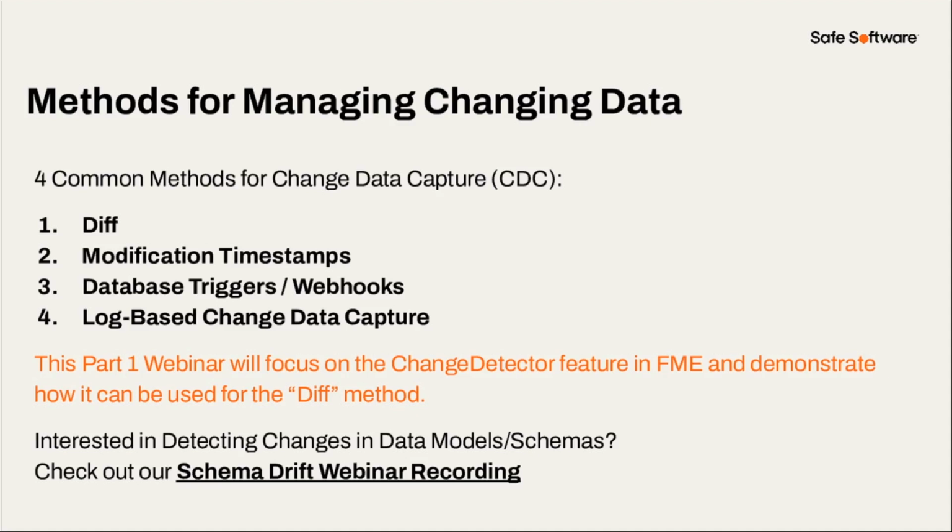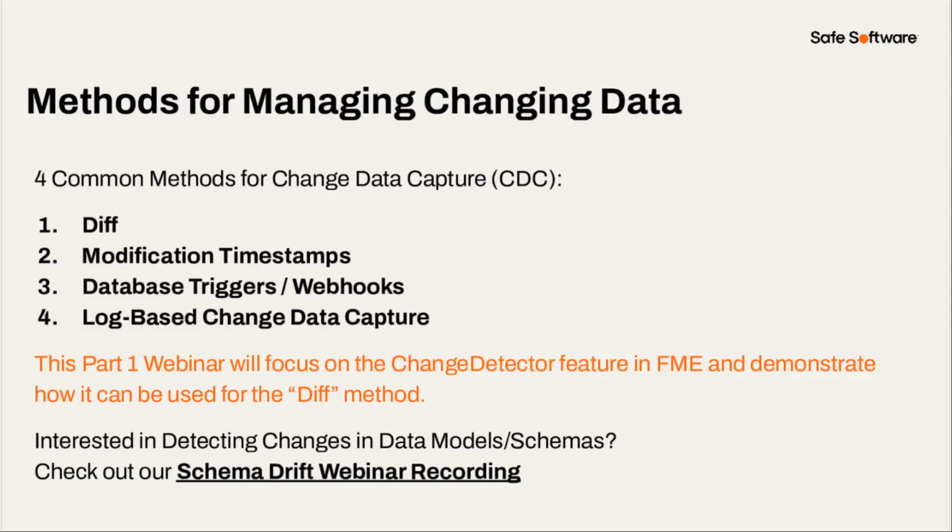There are a bunch of different methods for managing changing data. Here are 4 common methods. The first one, diff, which we will primarily focus on today. This is for comparing the current state of the data with previous states of the data, to identify what has changed.